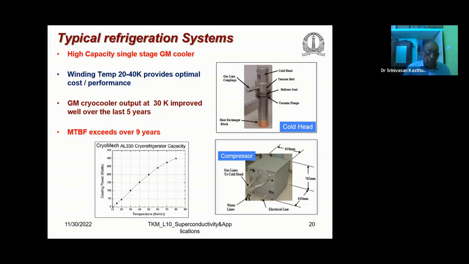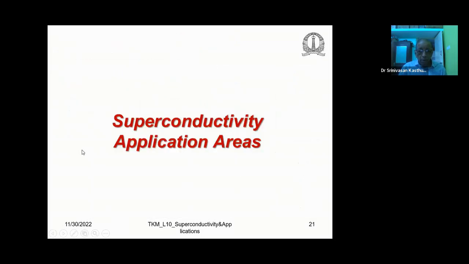They have a mean time between failure that is better than 9 years. So this is a typical refrigeration system suitable for high temperature superconductor. Now let's move on to the application areas of superconductivity.